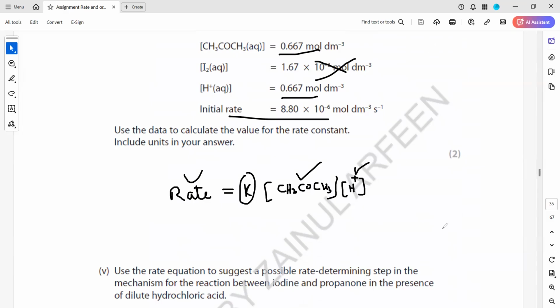What will be the unit of k? See the unit of the rate: it's moles per dm cube per second, mol dm^-3 s^-1, because it's a rate. And this will be moles per dm cube.